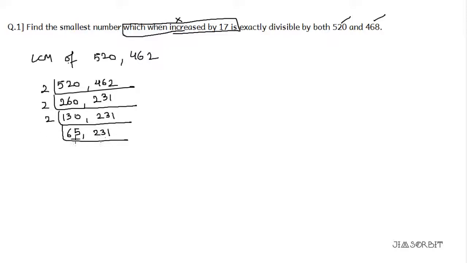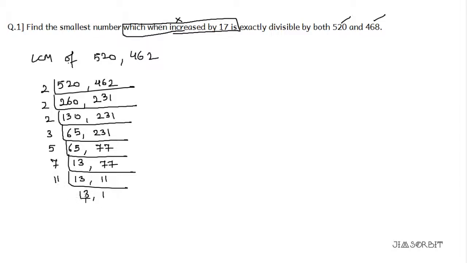Okay, it's not going by 2, so let us check for 3. So 3 won't go into 65, but this will go. 3 7s are 21. Okay, again 3 will not work, 5 will work. So 5 13s are 65, 77, copy paste. And now the 7 will work, 13, 11, and now 11 will work, 13 and 1, and now 13 will work. Okay, so we have found the LCM.